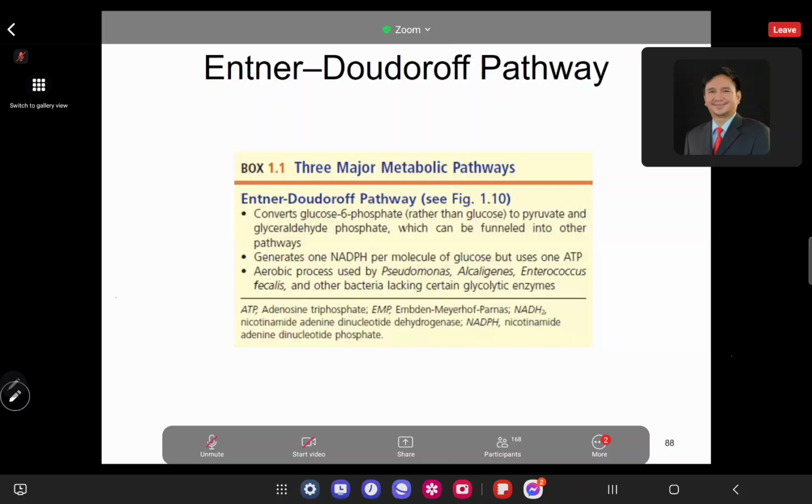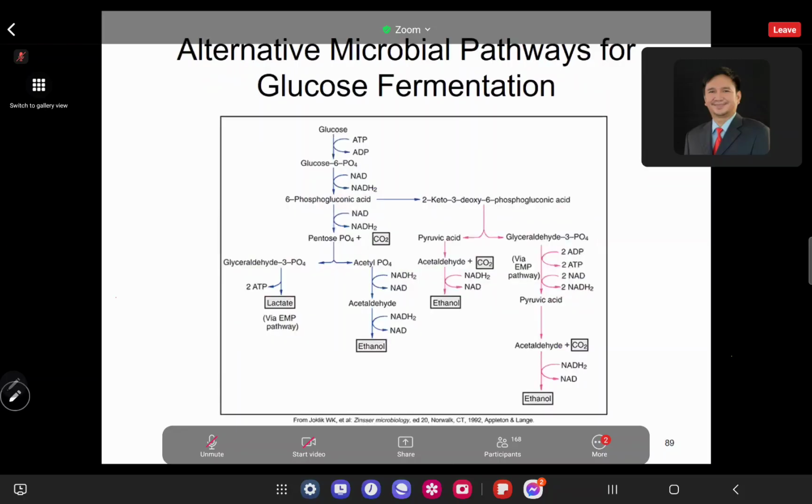This pathway, Entner-Doudoroff pathway, provides an alternate means of generating energy, especially for organisms in environments where other glycolytic pathways may not be sufficient. So this would be your alternative microbial pathways for glucose fermentation. And we have already discussed your EMP. We have already discussed your pentose phosphate pathway or your PPP.